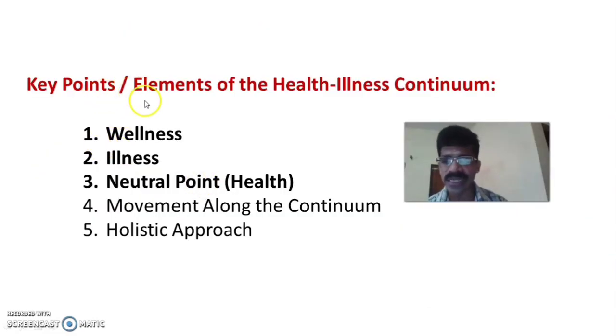So now let us talk about the key points or elements of the health illness continuum. As you know, it includes wellness on one side and illness on the other side, and the center point is the neutral point, that is the general health. Then you have to explain two more points: movement along the continuum, towards the right and towards the left side, and how a person maintains a holistic approach to move towards wellness on the health illness continuum. So these are the key points or elements of the health illness continuum: wellness, illness, neutral point, movement along the continuum and holistic approach. Let us explain these key points one by one.